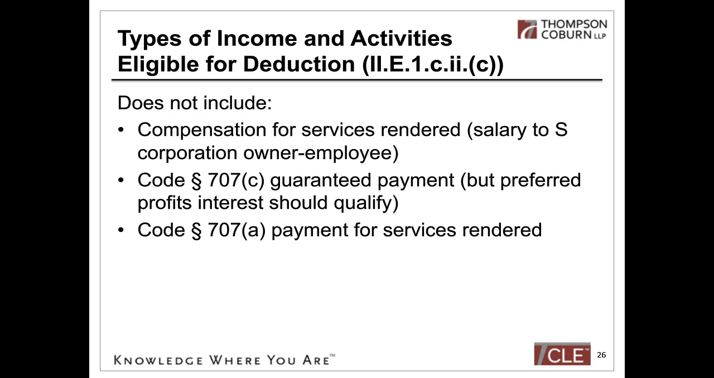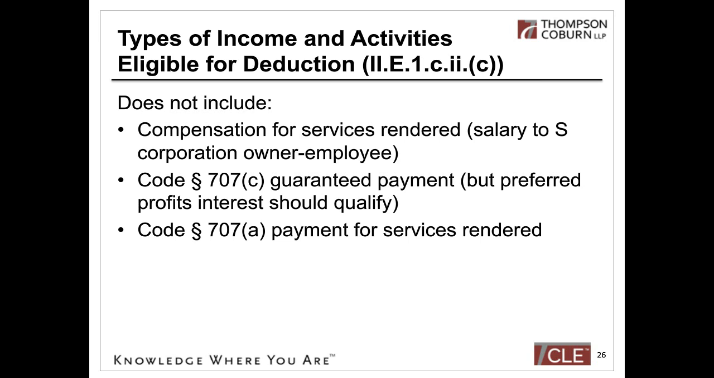Now, the 707(c) guaranteed payment is knocked out automatically from being qualified business income, but you could restructure it as a preferred profits interest. So suppose all of your service providing partners receive $2 million of guaranteed payments every year. Instead of saying they get a flat $2 million, you say they get the first $2 million of profits. As long as your profits are not in danger of falling below $2 million, they're not really taking any risk. But by calling it the first $2 million of profits, you converted it to a preferred profits interest, and that would qualify.